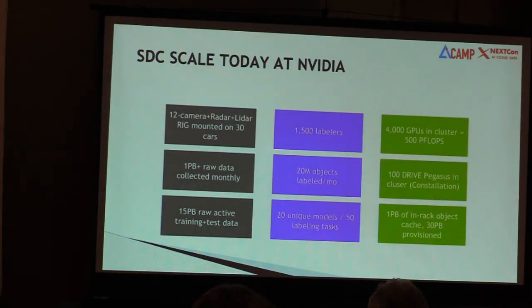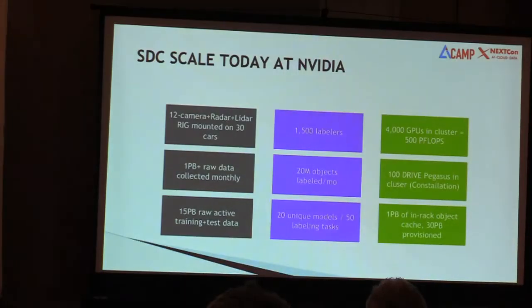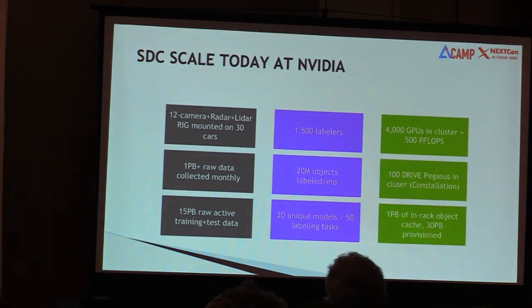So, the scale today. We have about 30 cars, not too many compared to Tesla, of course, but we don't plan on selling cars at NVIDIA. We just want to solve that problem and then sell chips and software. We collect maybe 1 petabyte of raw data monthly. We have 15 petabytes of processed data. We have 1,500 labelers. It's not a typo, it's 1,500 people who label data.